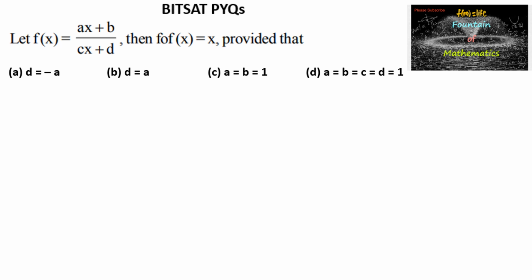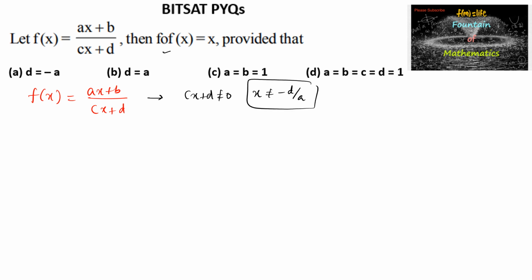Given f of x is equal to ax plus b upon cx plus d. First of all, this function is defined when cx plus d is not equal to 0, that is x not equal to minus d upon c.